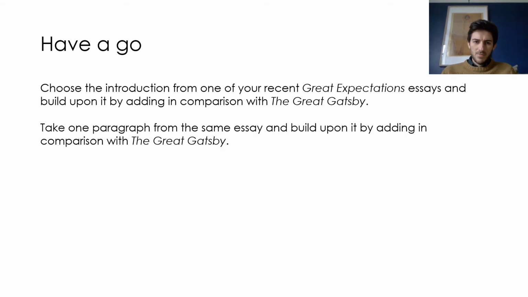Okay, so once you've done that, to write an introduction, you're then going to take one of the paragraphs from that same essay that you wrote about Great Expectations, and you're going to build upon it by adding in comparison with the Great Gatsby. Now, be careful not to make this mistake. Comparison isn't writing one whole paragraph about Great Expectations and then one whole other paragraph about the Great Gatsby. It's about integrating the two together. So you should have one overarching question to your paragraph, and you go between both texts, back and forth, to find some sort of answer. Don't just write all about one and then all about the other.